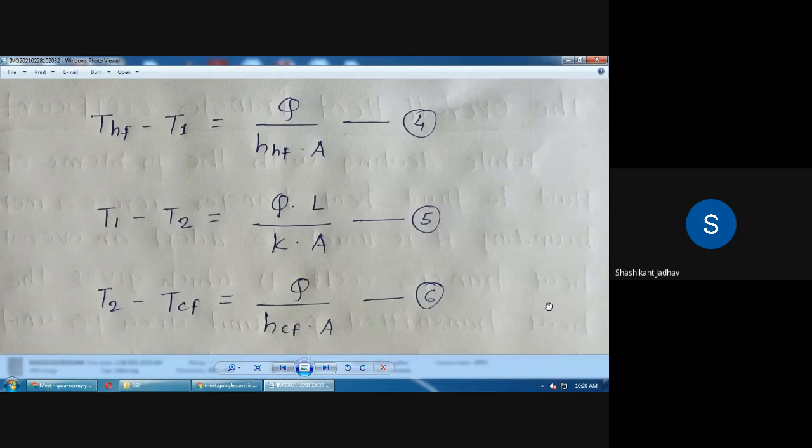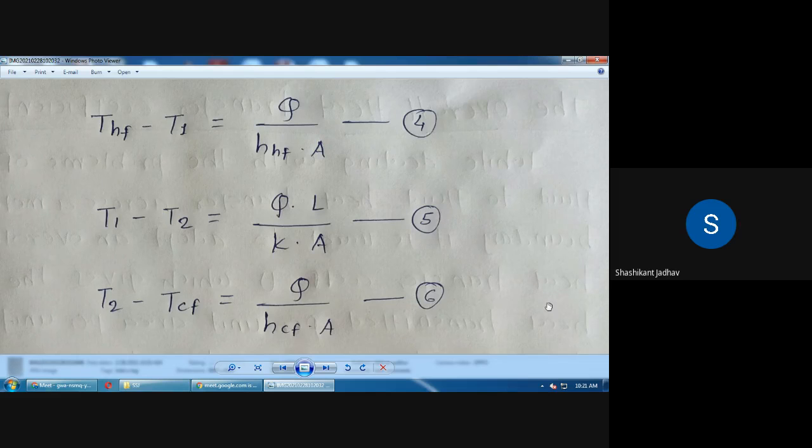Okay. So our aim is to calculate the Q value. First of all, we have to calculate Q, that is the heat transfer rate through this particular system. In that system, convection is there, then conduction is there, and then convection is there. So next step, we add equations 4, 5, and 6.